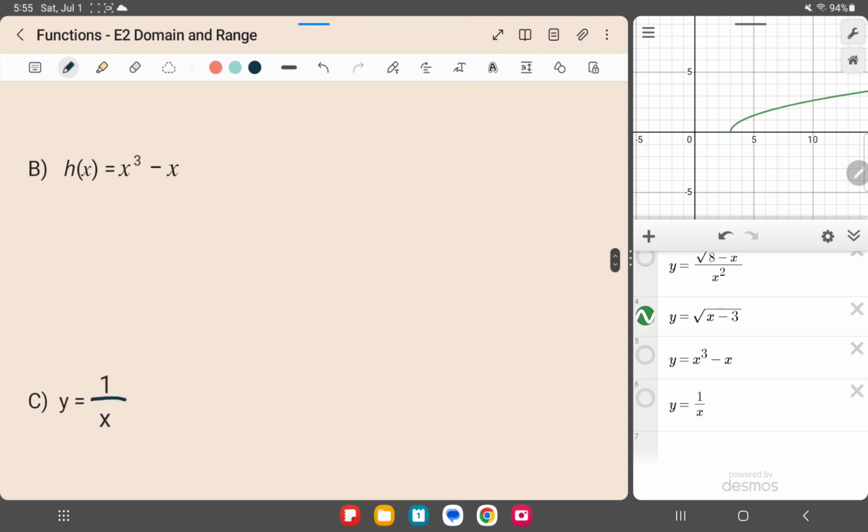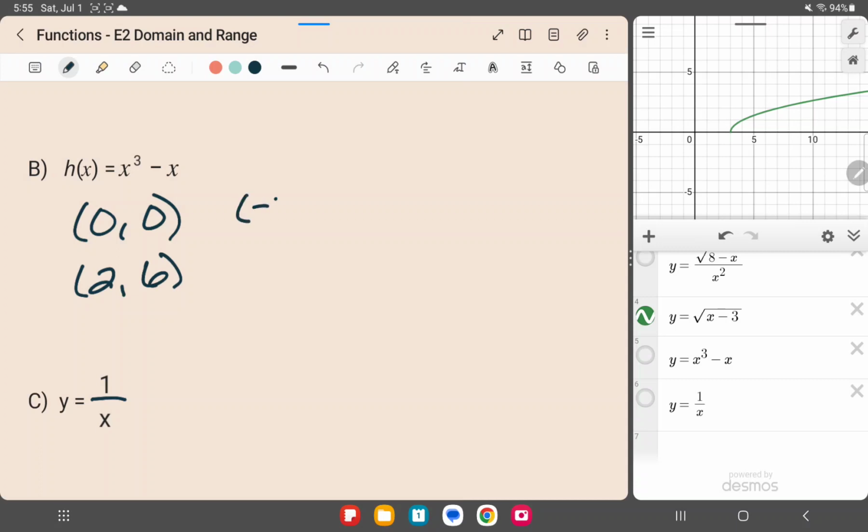H of x equals x cubed minus x. So again, I'm just going to plug in some numbers. How about 0? Well, I can cube 0 and get 0, minus 0, still 0. That's not a problem. How about a positive number? 2. 2 cubed is 8, minus 2 is 6. That doesn't appear to be a problem. I could keep plugging in bigger positive numbers.